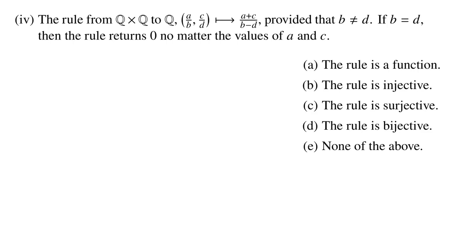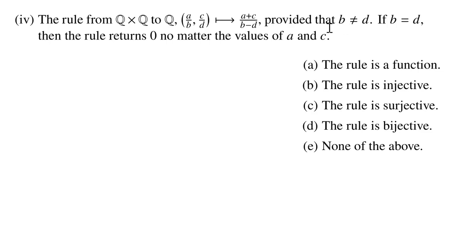In number 4, we have a rule which is going to go from the Cartesian product of the rational numbers and the rational numbers to the rational numbers. And the way it's going to work is it's going to take a pair of rational numbers, a over b comma c over d, and it's going to add the numerators, so you add a plus c, and it'll subtract the denominators. Of course, you can immediately see this is going to be a problem if b and d are equal to each other. And so there's a little condition, provided b is not equal to d.